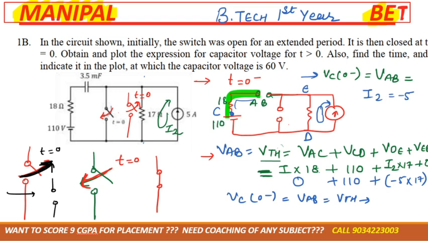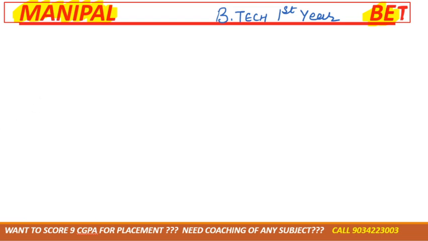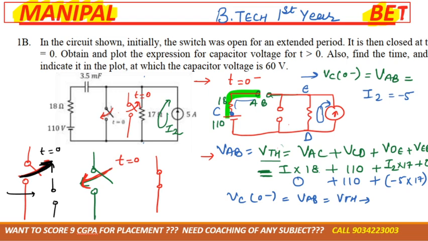Then you will get V minus, that is equal to VAB, ठीक है? I'm moving from B to A, right? We are seeing A to B, not B to A.